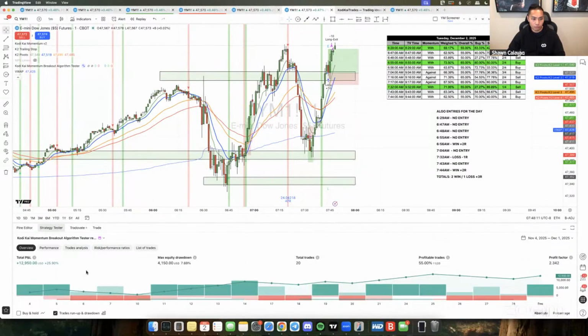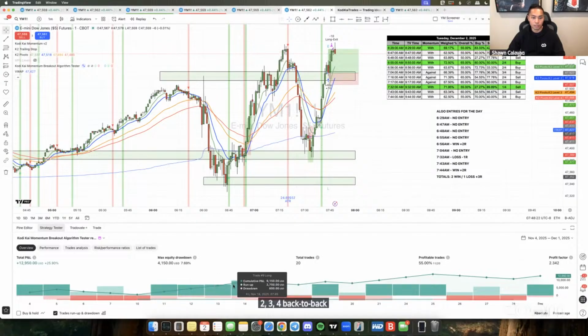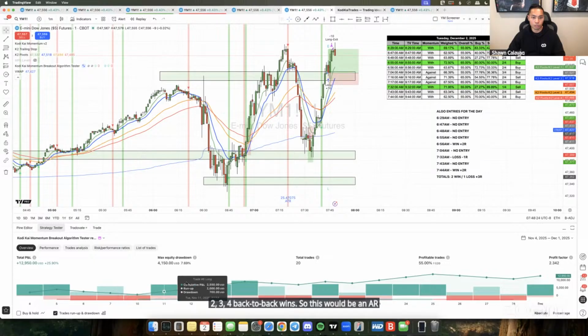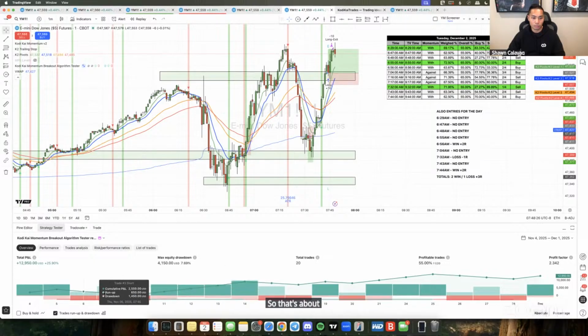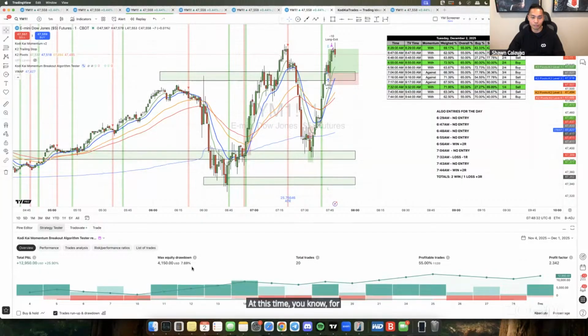I mean, looking at this trade right here, there is some drawdowns. You can see over here, it had a drawdown of, let's see, 1, 2, 3. So 3 losses right here back to back, but then it had 1, 2, 3, 4 back-to-back wins. So this would be an 8R minus 3. So that's about a 5R within this period right here for a week's period. If you just took this exact trade at this time, for the most part, every single day.